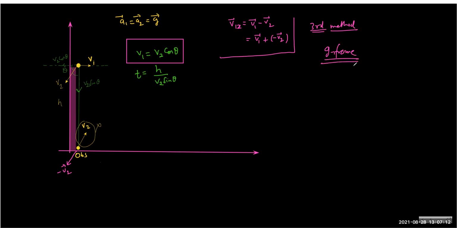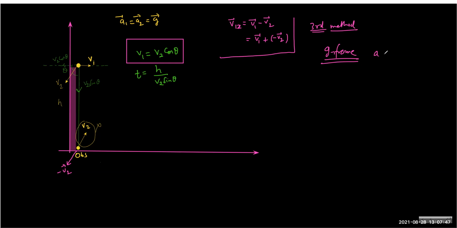It means I am the frame which itself is accelerating downward with acceleration G. And therefore, the moment I become the G frame, none of the particles will accelerate in my frame. Why? Because I'm also falling down with acceleration G. So the relative acceleration of each particle in my frame will be how much? 0. Understood?